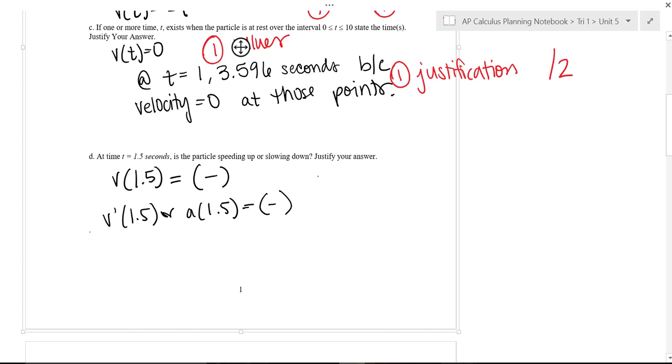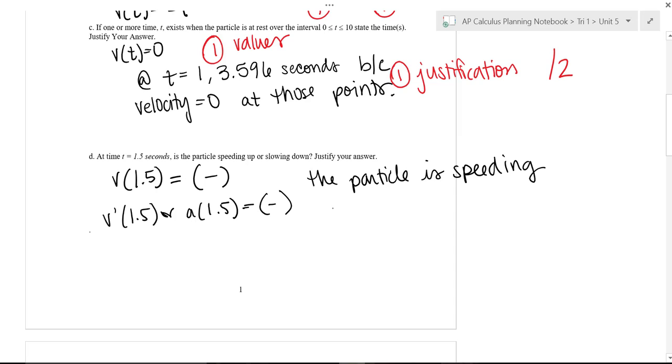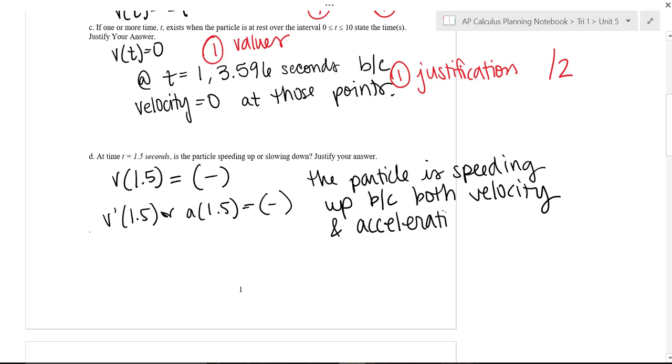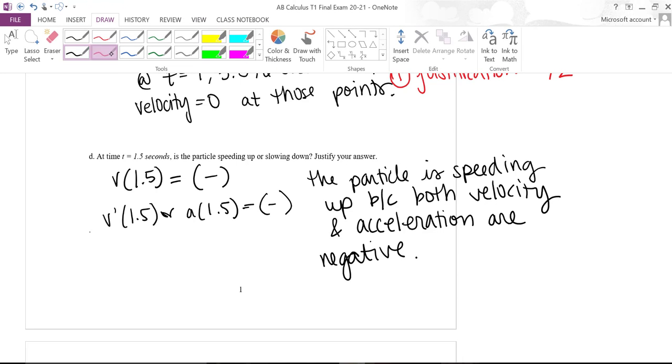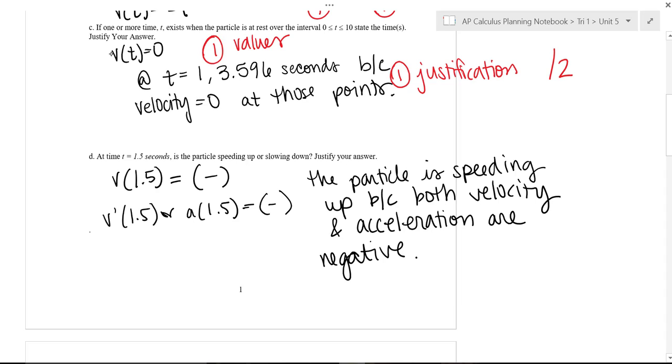So I'm going to say the particle is speeding up because both velocity and acceleration are negative. Because it doesn't ask for the values, you do not have to actually find that number, but you do need to say it. Don't just say that they're the same sign, because anyone can say that, right? We need to say yes, I know, because they are both negative.